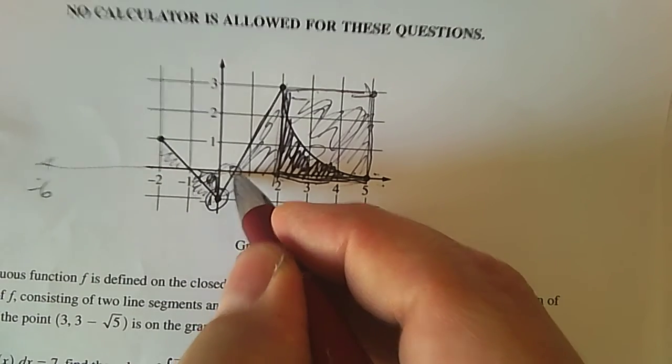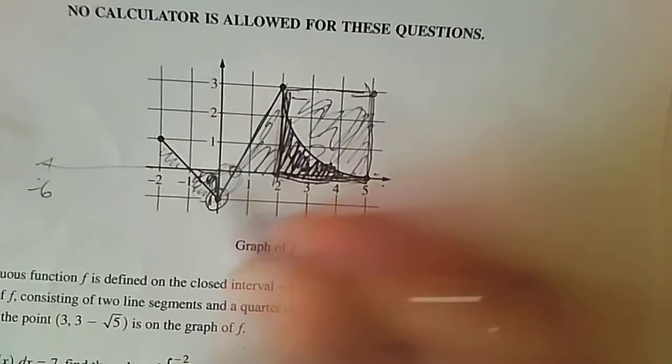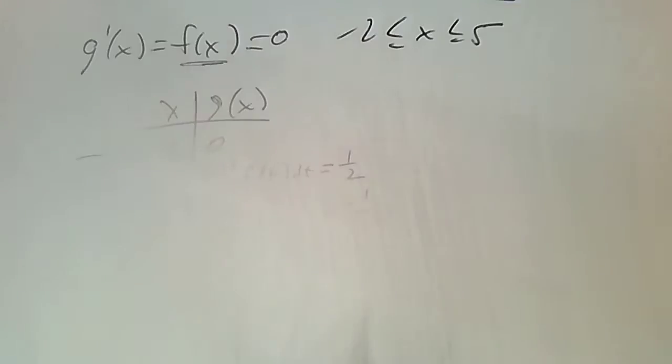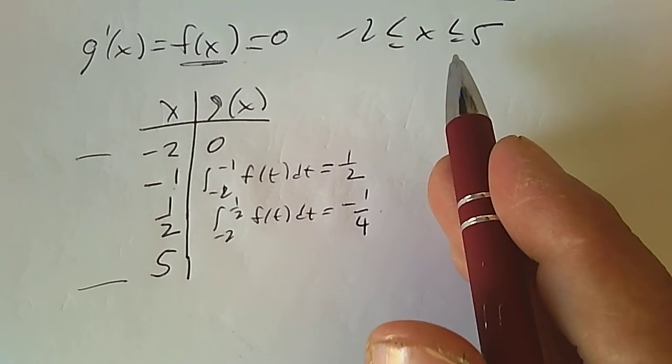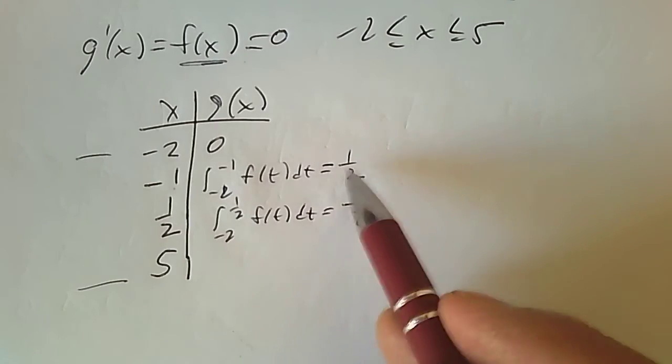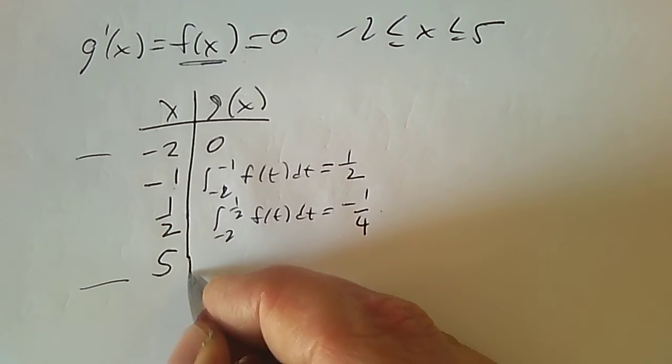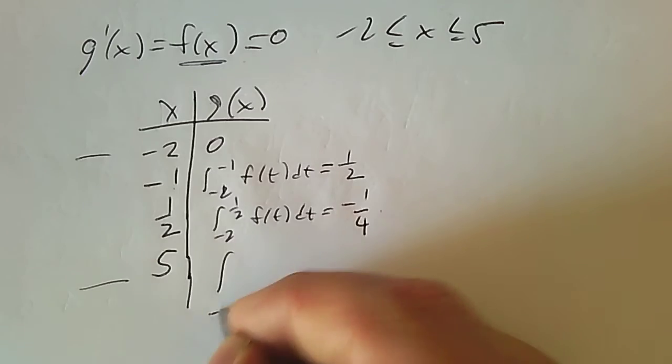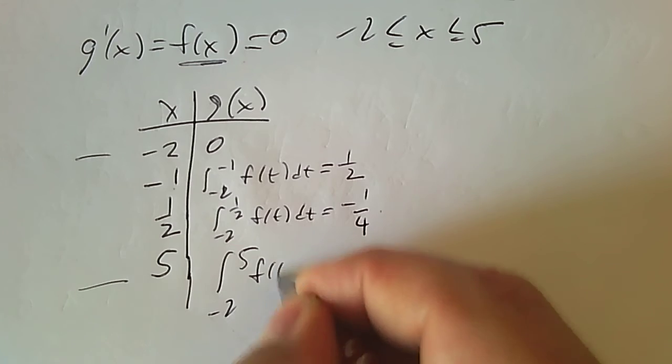So what's half times a half? Like half the base times the height, and you get -1/4. Not our answer anyways, because we're looking for the greatest value that's been so far. Our greatest answer is 1/2. So we have one more to go, that's 5. So what is the answer from -2 to 5 for f of t dt?